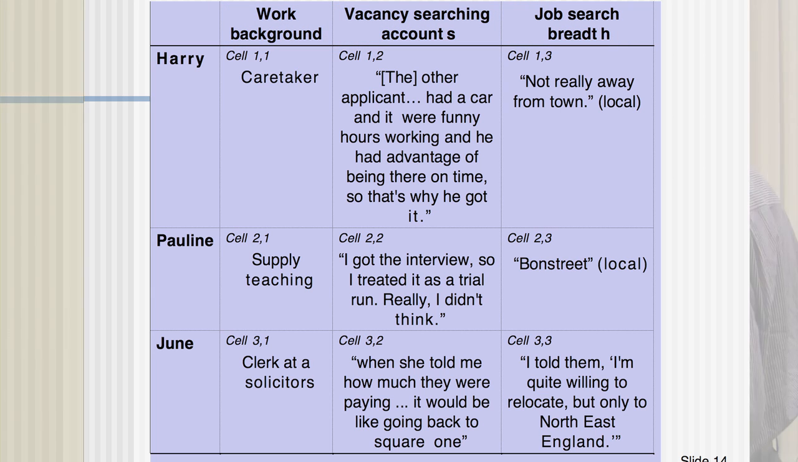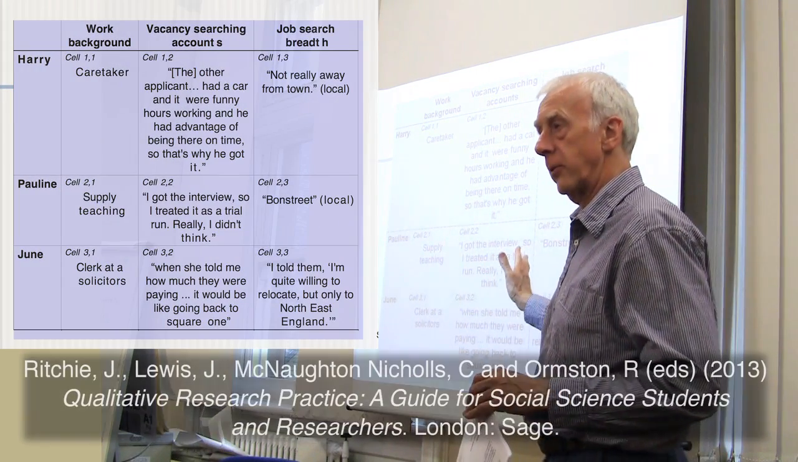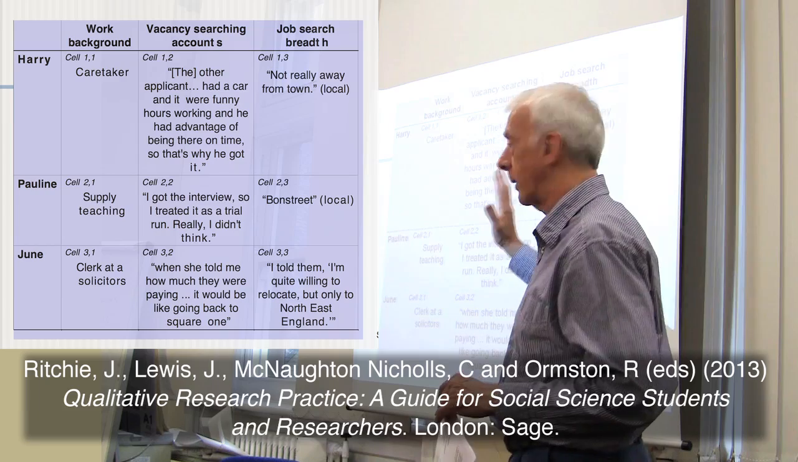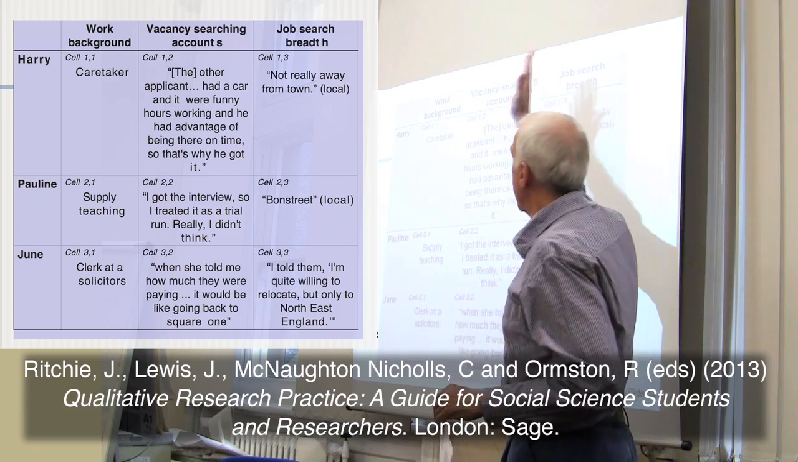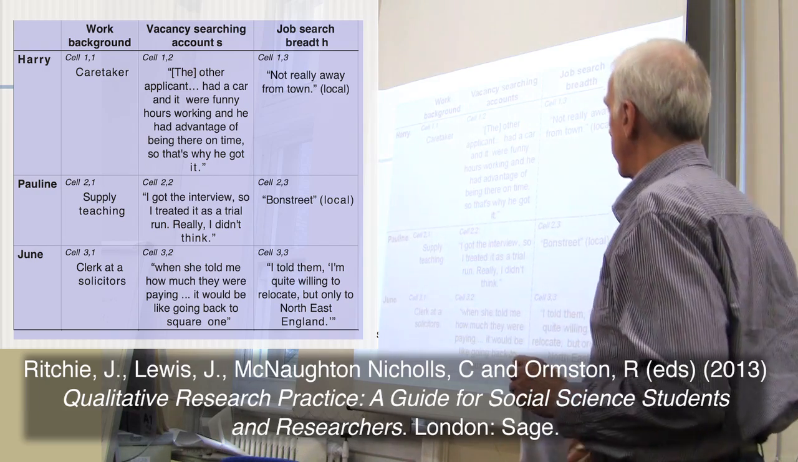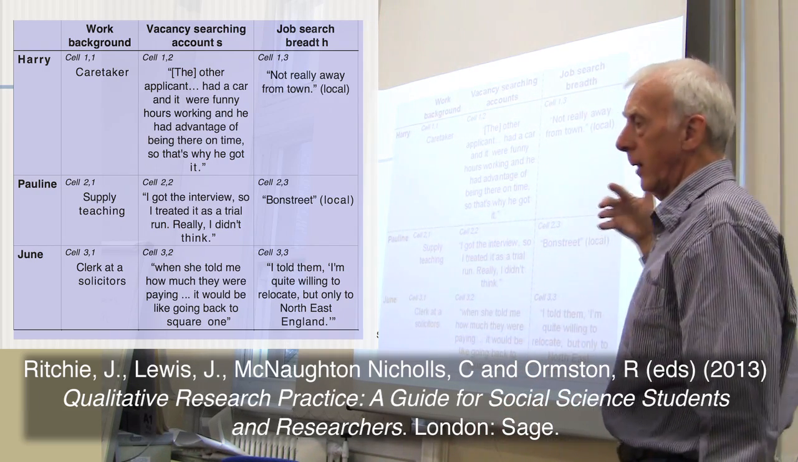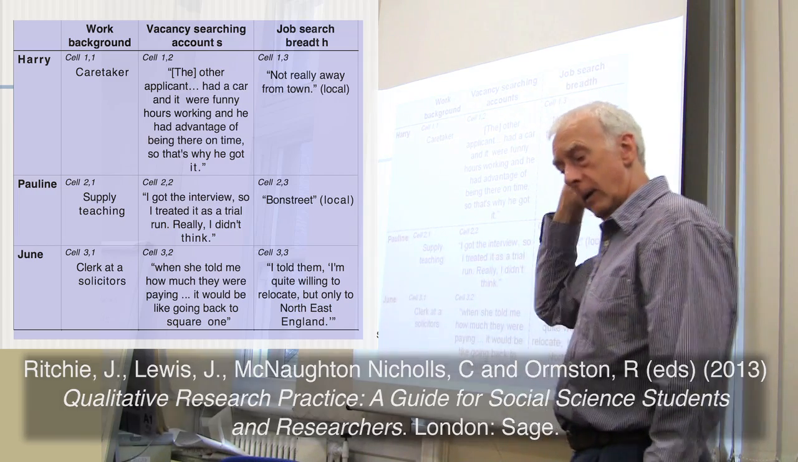So here you've got, now this is very much like the Richard Lewis approach, the framework approach, that they tend to do it case by case and then have lots of columns for different kinds of codes. So this is a typical kind of approach from them to doing it. And you begin to establish patterns. Now, there are various things you can do here.